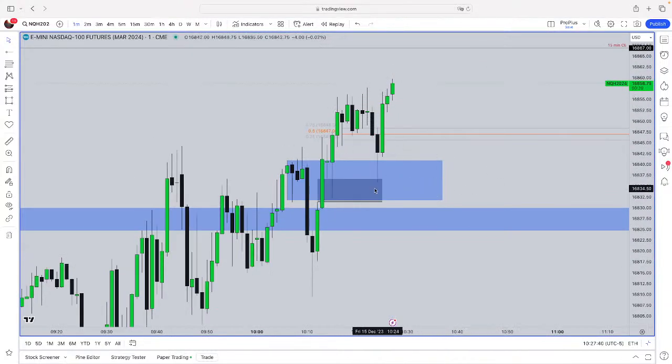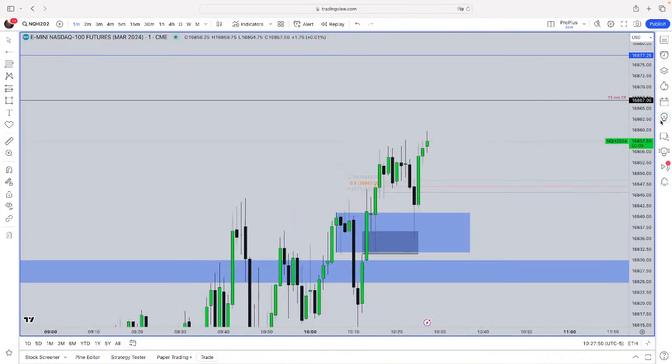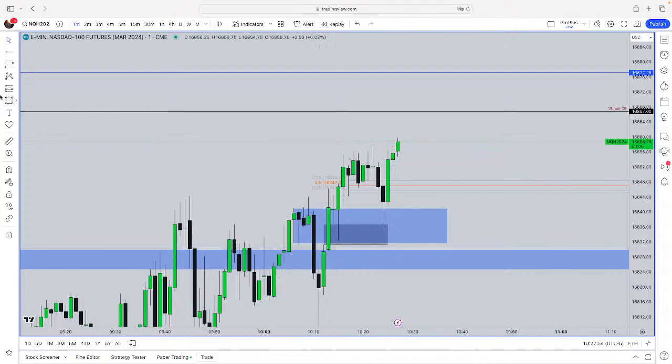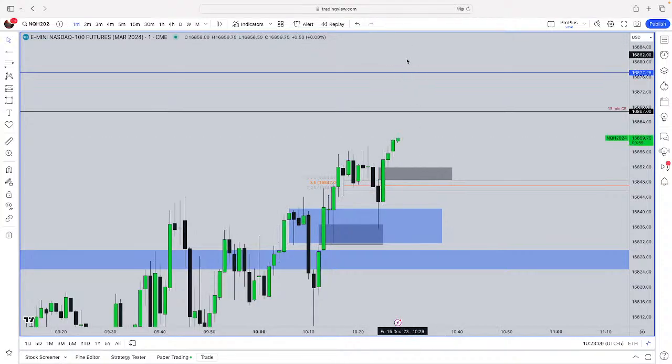So price just wants to tap back into the fair value gap here. It respected the consequent encroachment of the wick, which is nice. So let's see it run now. I would like to see this get left open, and if it does get left open, then it would want to run for that buy side.